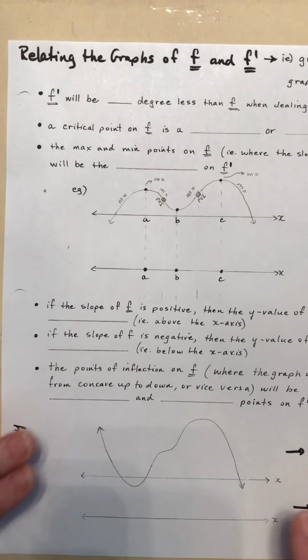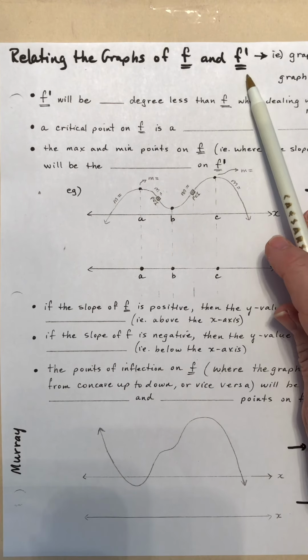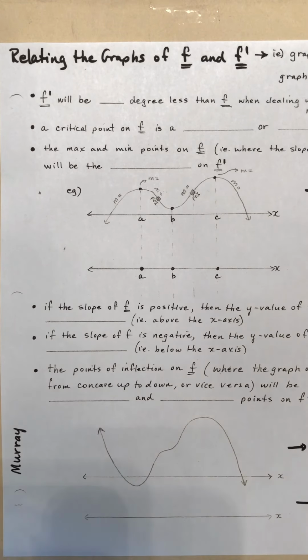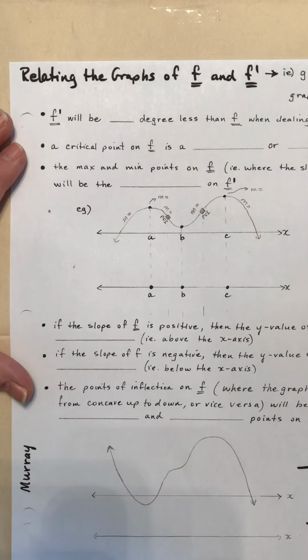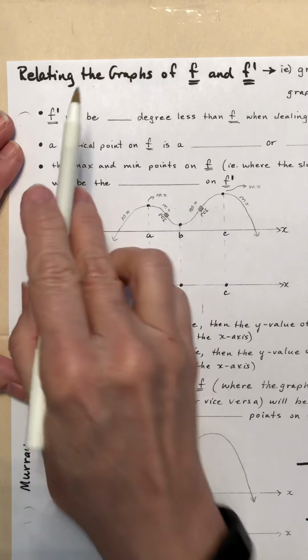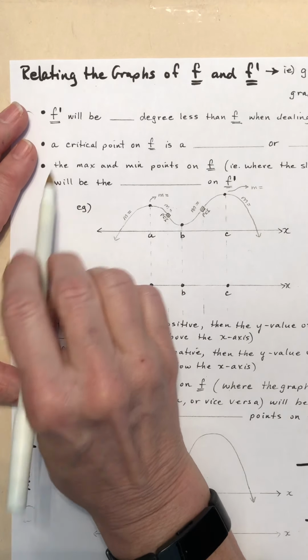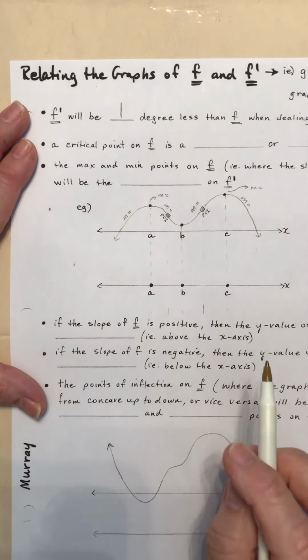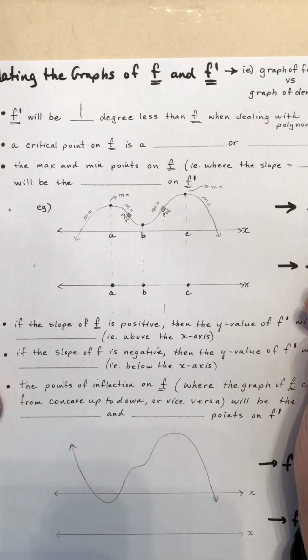Hello. Today's lesson is about relating what we know about a graph of a function and its derivative. In other words, the graph of a function and the graph of its slope. So this is simply today about polynomials, so not getting into too much detail. When we're talking about the graph of f prime, or the graph of the derivative, we've seen before that it will be 1 degree less than the graph of the original function, but again, that's only when we're dealing with polynomials.